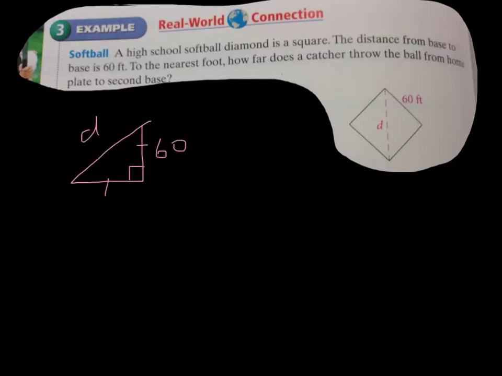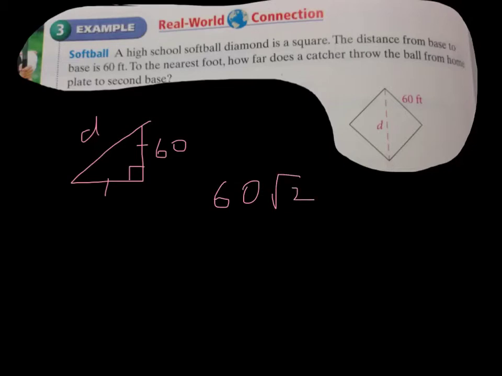Again, I have redrawn the figure, taking part of the softball diamond and turning it, half of it, which is a triangle, and the legs are 60. What's the length of the hypotenuse? So we're going to take the length of the leg times the square root of 2 to get the length of the hypotenuse. So the distance from home to second is simply going to be 60 times the square root of 2.